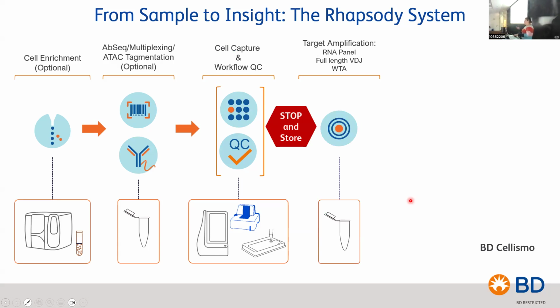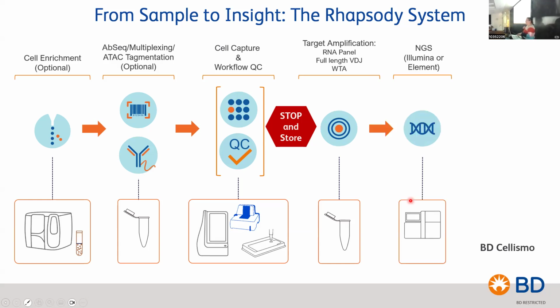After that, we use those beads that we've generated our cDNA template to generate libraries, be that for your RNA sequencing, for full-length VDJ, for those that are interested in T-cell and B-cell repertoires, ATAC-seq, whole transcriptome, kind of all of our various assays, you would generate libraries for them here. And then our libraries are ready for sequencing.